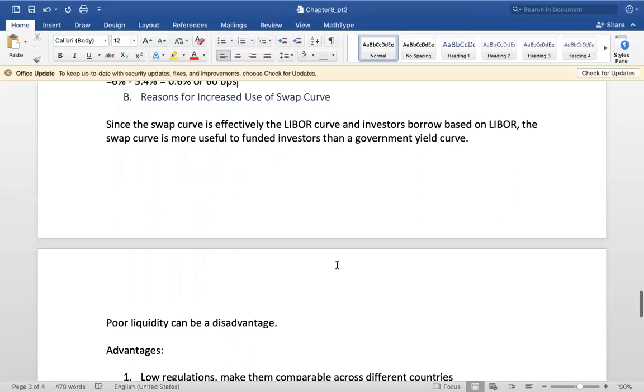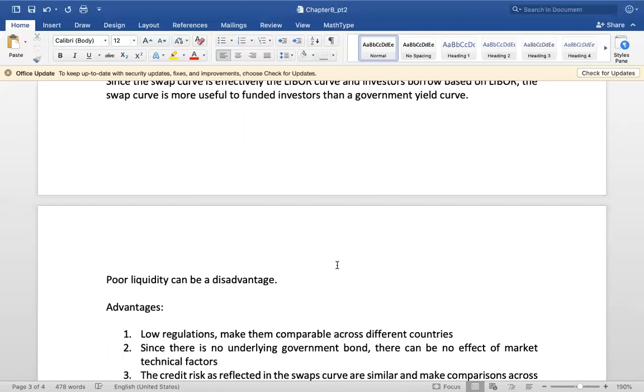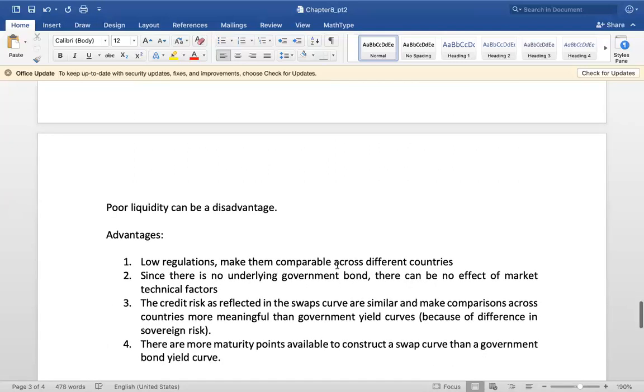One of the disadvantages, however, of using the swap curve is poor liquidity. What we mean by poor liquidity is that the swap curve includes a liquidity premium. What are the advantages of using the swap curve? First is low regulation, which makes rates comparable across different countries.